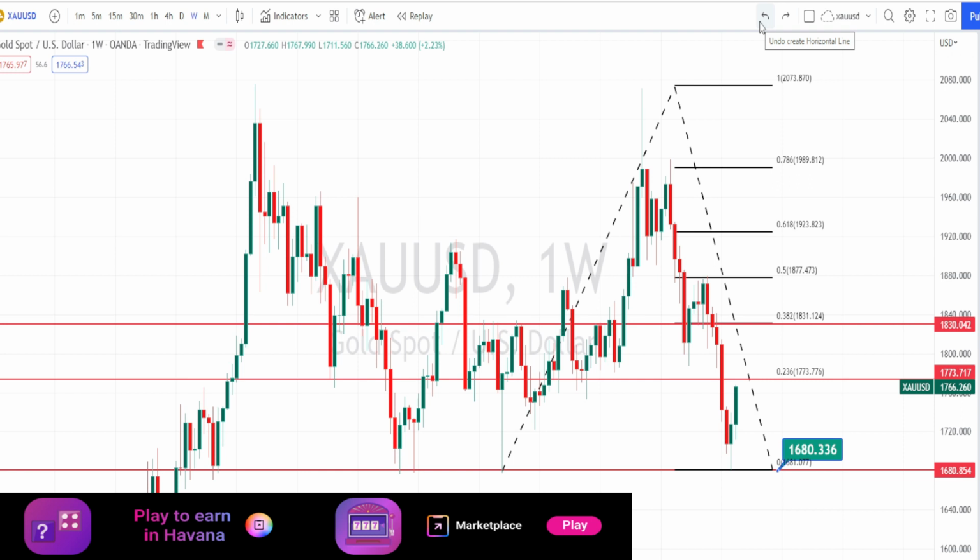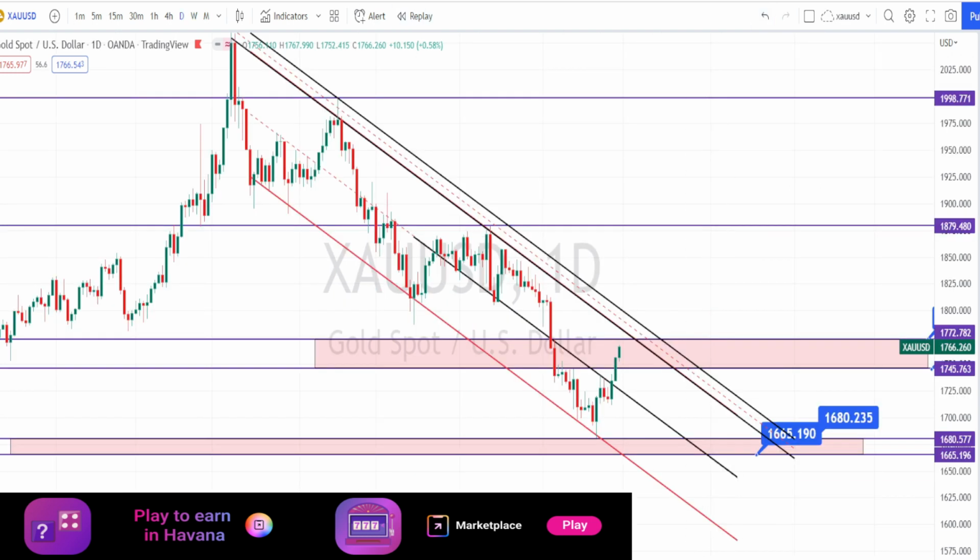Let us do the analysis in daily time frame. I am in daily time frame now. When we look at the price action in daily time frame, the overall trend of the price action in daily time frame is also in a bearish trend, and currently we know that the price action has taken support on the support level of 1680, and it is on a retracement.